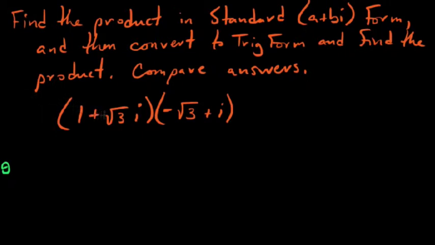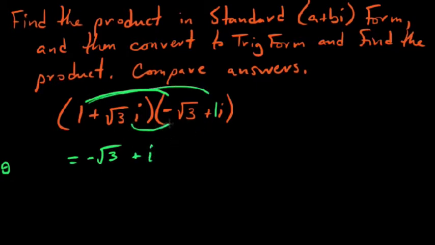So let's go ahead and take a look at the two numbers we have here. We have our first complex number, 1 plus radical 3i, and our second complex number is negative radical 3 plus 1i. There's a 1 in front of this, okay? So the first thing we want to do is actually find this product in standard form. So what we get is 1 times negative radical 3 is negative radical 3. And we say 1 times 1i is plus 1i.